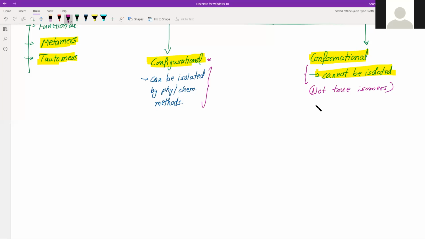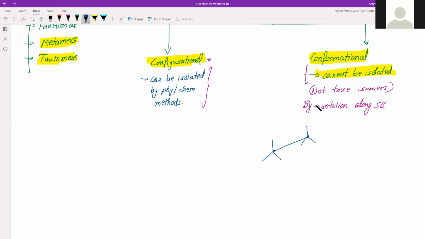They are basically formed by rotation along a single bond. If there is a single bond and along that there can be rotation, and that can lead to two different structures, then such isomers are called conformational isomers. The examples for this are, suppose these are 2 carbons, this is a carbon, this is a carbon, and then here there can be 3 bonds.